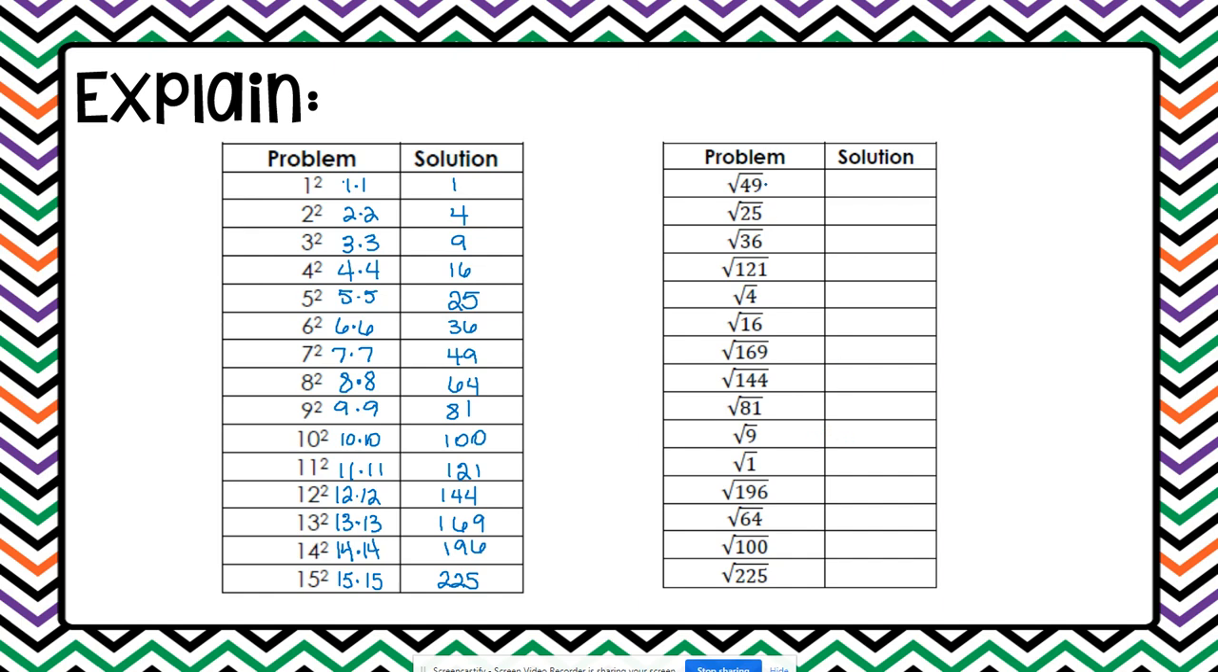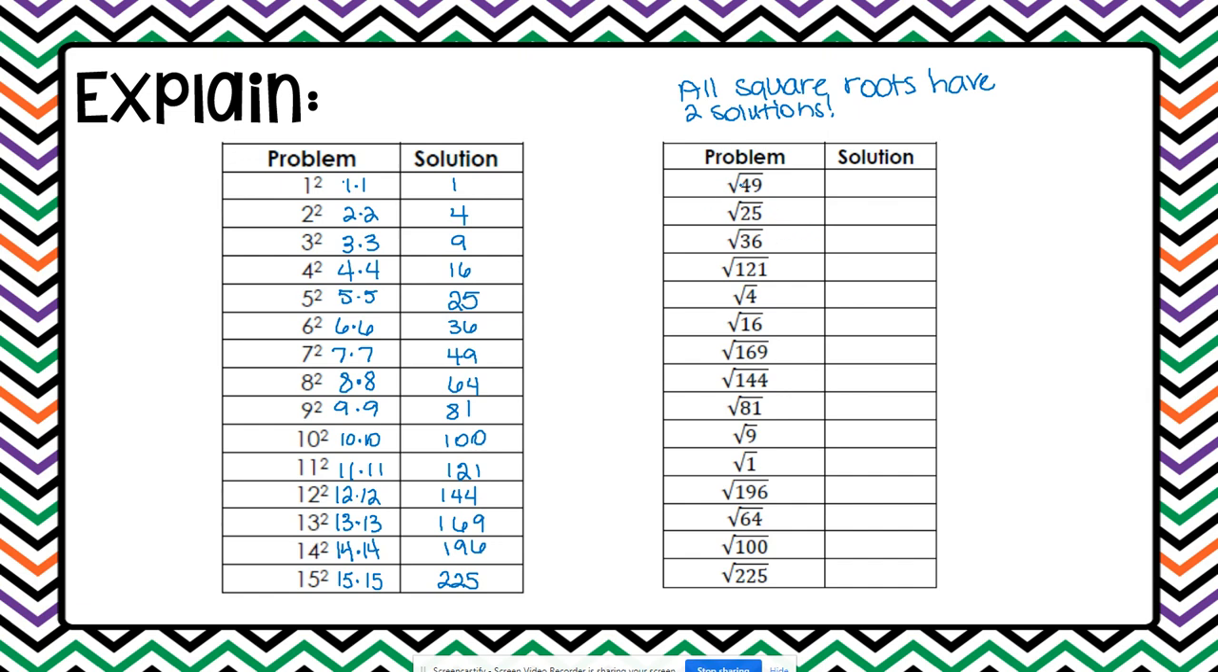If I see a problem that says the square root of 49, the problem is asking me what number or numbers can be multiplied by themselves to get 49. Well, remember, all square roots have a positive and negative solution, so they all have 2 solutions. One should be positive and one should be negative.